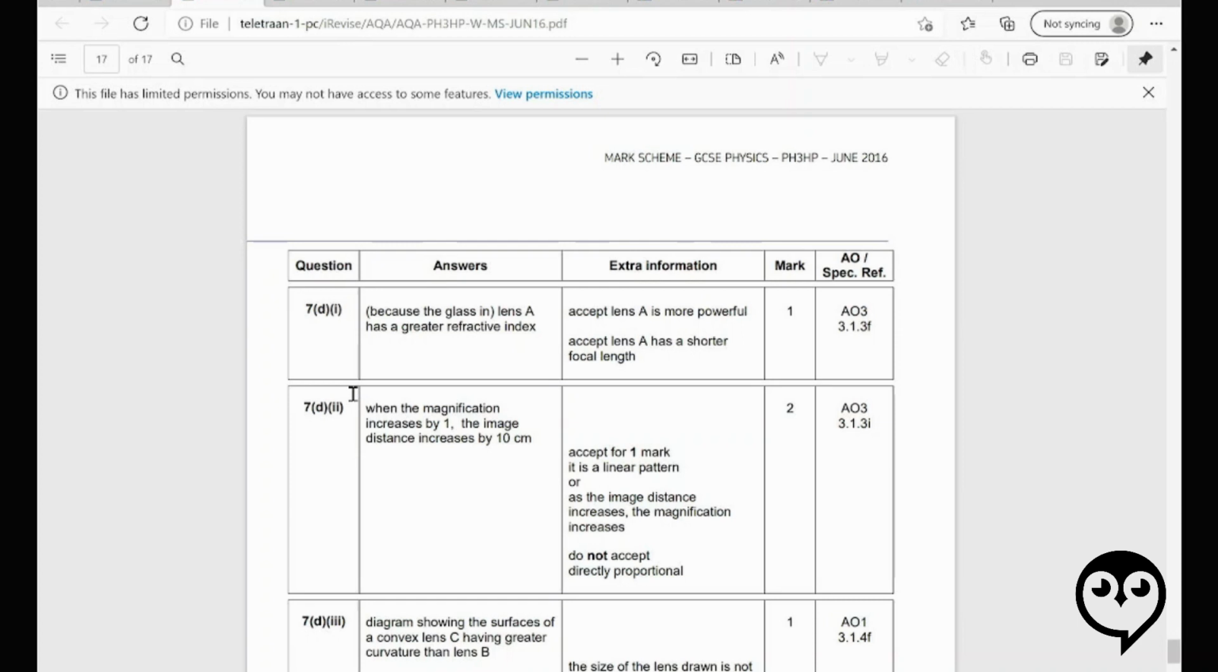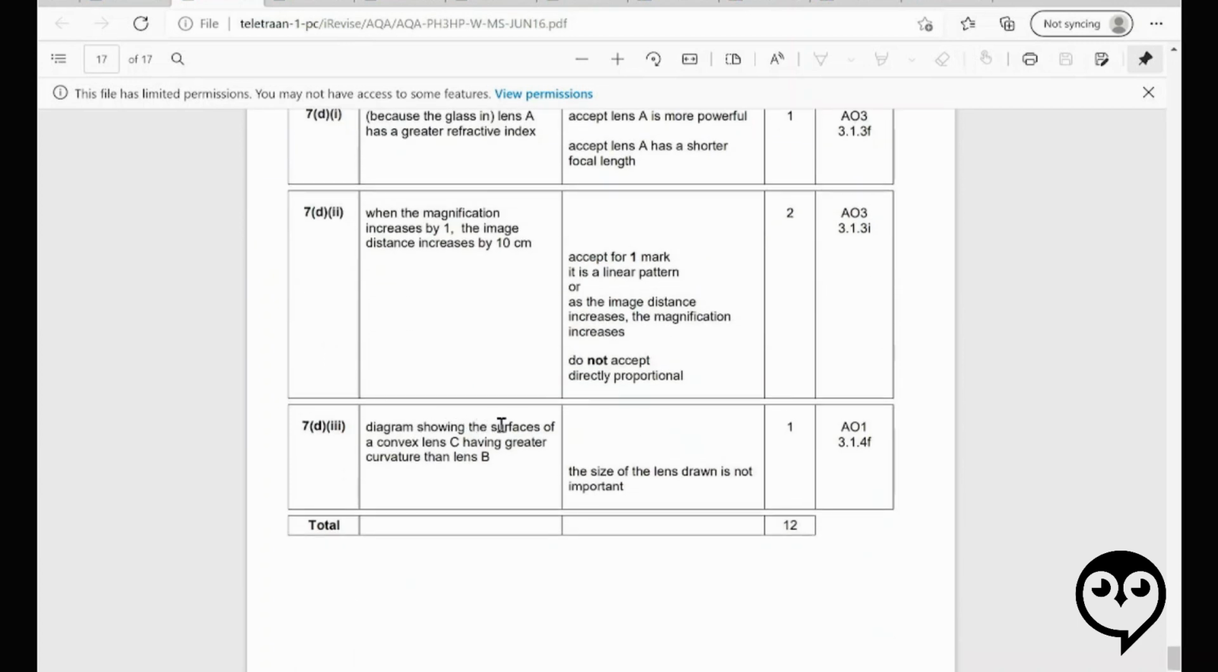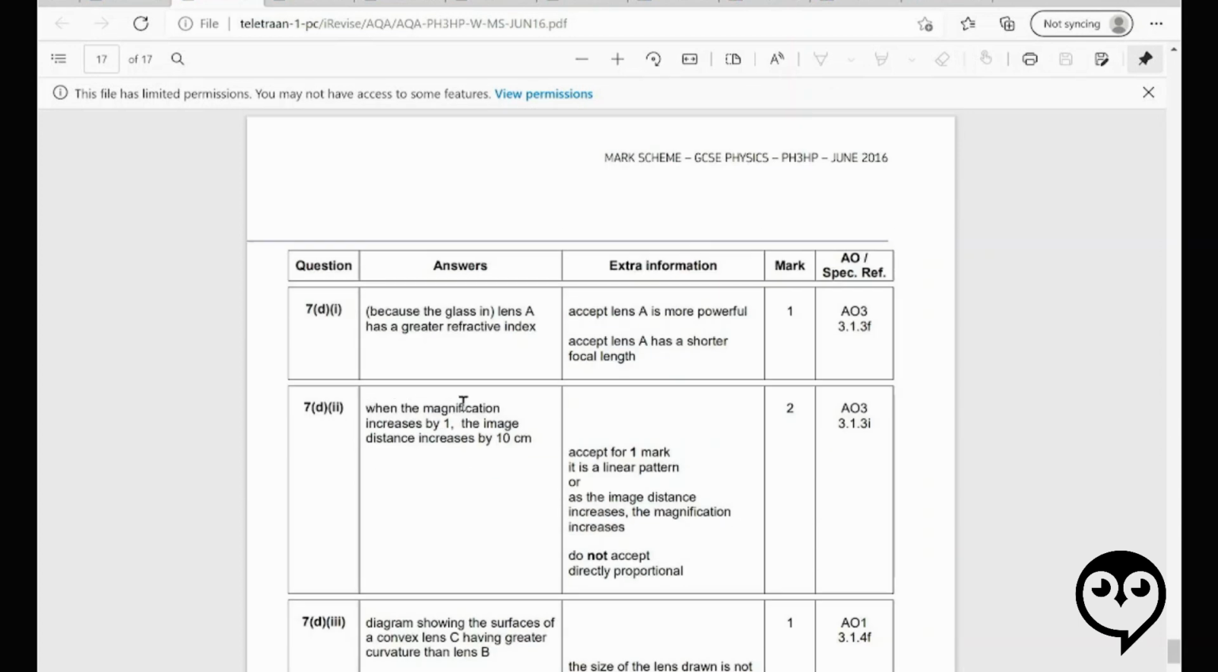Let's check our answers here. Diagram showing the surfaces of convex C having greater curvature, more of a bulge. There we go. Here, when magnification increases by 1, the image distance increases by 10. Good, 1 mark for that. Well, I guess 2 marks for that. You can read some of these other bits. I'll let you pause that. I'd like to move on.